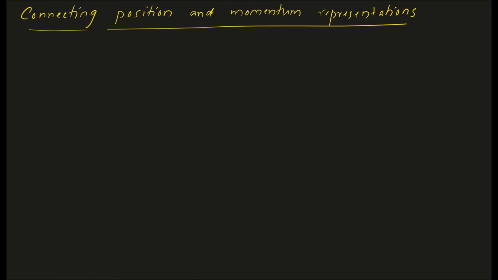We have seen the momentum and position representation, and now we are trying to get the connection between the position and momentum representation. Now when changing from the position, so this is our position basis, and this is our momentum basis. Changing from this position basis to the momentum basis, we need a transformation function.